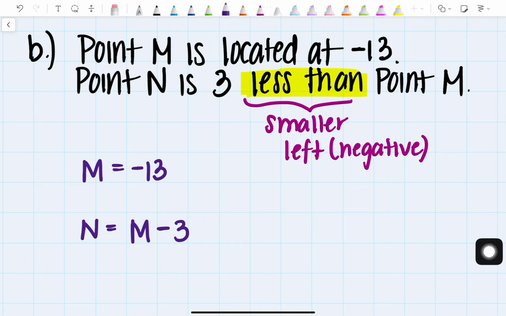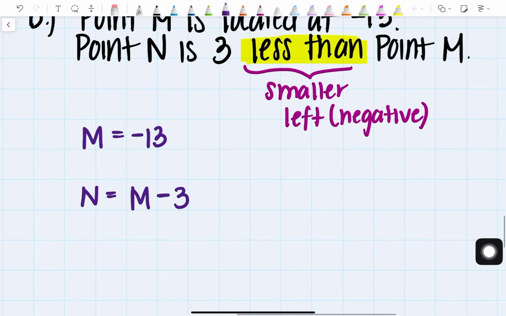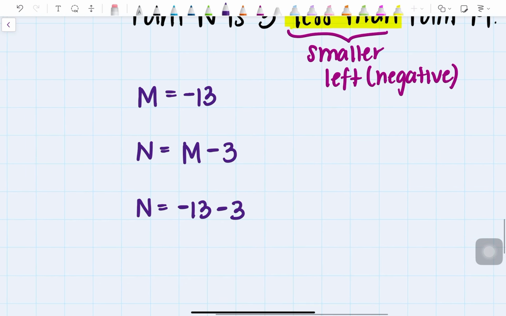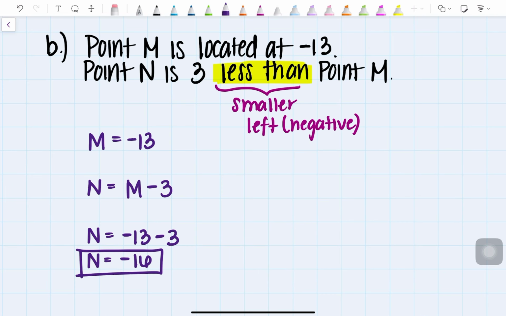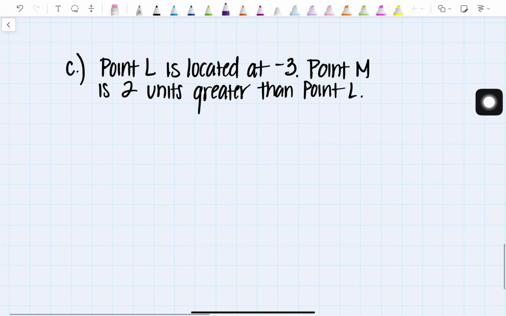So if it's less than, let's do that here. That's going to give me N is equal to -13 minus 3. If we work that out, we have N equal to -16. So our answer is -16. The keyword there was less than, which means I had to subtract 3 from my original point. Let's take a look at the last one.